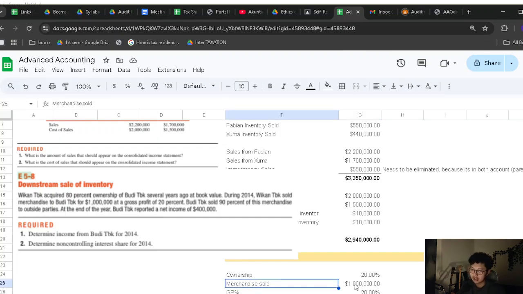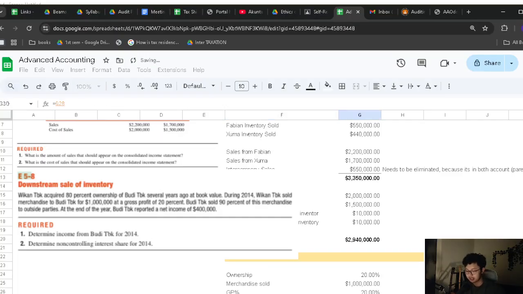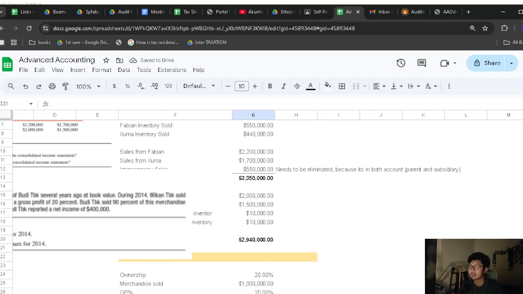So I'm just going to show it to you. If you have merchandise sold of 1 million and a gross profit of 20%, that means that the gross profit from the total merchandise is 20% of 1 million, which is 200,000. That's what I mean. And so we're going to use this same logic for adjusting the net income.